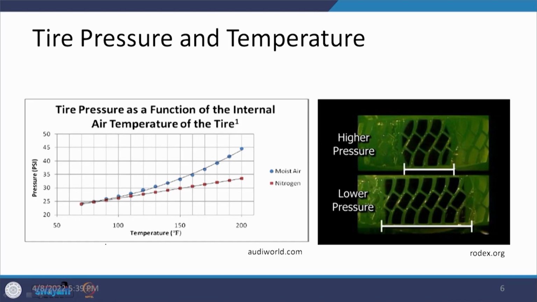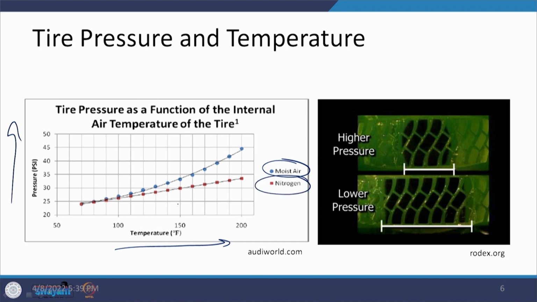Here we can look at the effect of tire pressure and temperature together. You can see that on the x axis the temperature is being shown, on the y axis there is the pressure, and there are two cases being defined. One is for moist air inside, and another is where nitrogen is being filled in the tire.